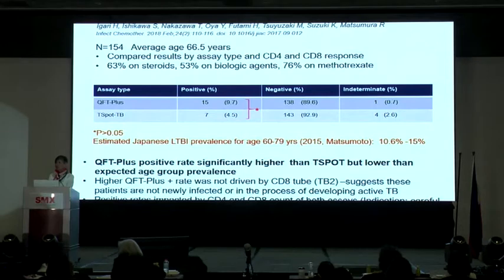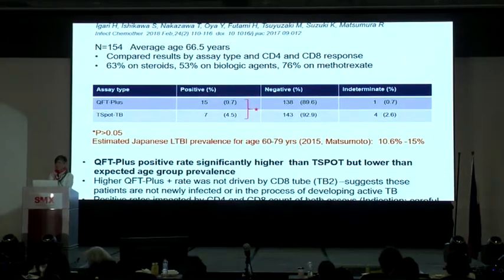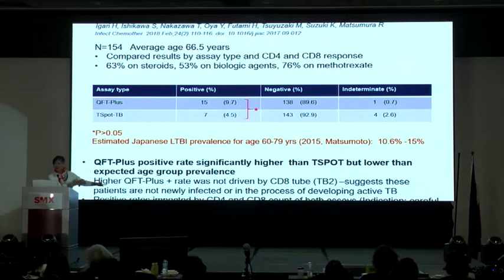And in rheumatoid arthritis, this is another Japanese study, another small study, but still I think significant, 154 patients, more on the older side, 66 years old. And they also looked at CD4 and CD8, which I'm not going to talk about here, but these patients were actually quite sick. 63% were on steroids, 53% were on biologic agents, and 76% were on methotrexate. Now remember, we're supposed to test them before we put them on the immunosuppressives. So these are really sick people. You would expect false negatives in this cohort.